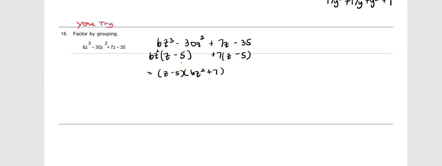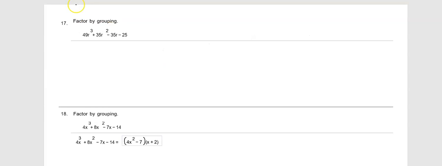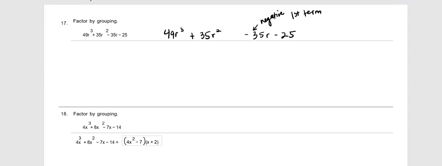And your answer should be z minus 5 times 6z squared plus 7. For this next 4-term polynomial, there's a slight difference in how the terms look versus the previous examples. And here's the difference. With the second group of terms, we have the negative 35r minus 25. We have a leading negative first term that we will be factoring.